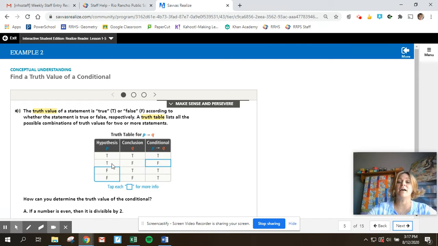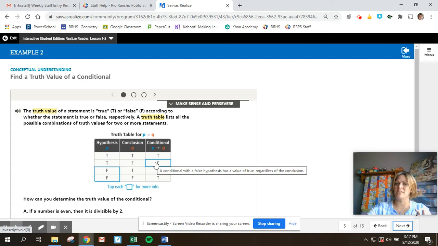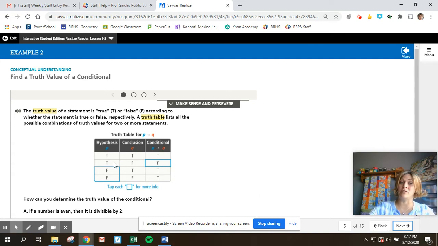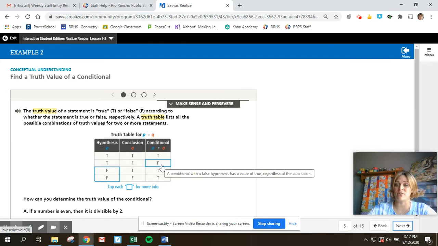So if I do my jobs and I don't get to go to the movies, that's false. That would be a false truth value because if I did my jobs, I'm supposed to be allowed to go to the movies. But if the conclusion is false when the beginning part, the hypothesis, is true, then the conditional is actually false.